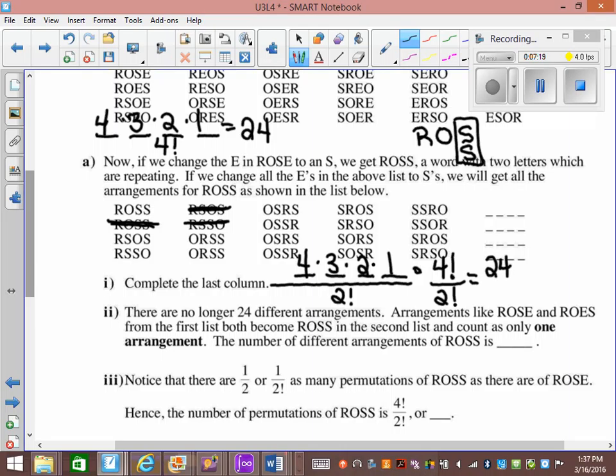So this is 24 divided by 2, which is 12. So there's actually 12 ways that we can rearrange Ross and get different words. Okay? Because Ross and then Ross, the 2 S's switched, is still Ross. It doesn't change it because they're the same.